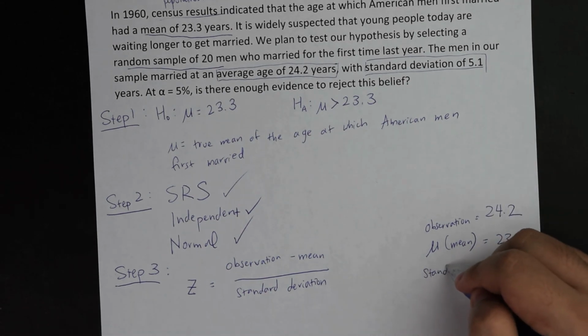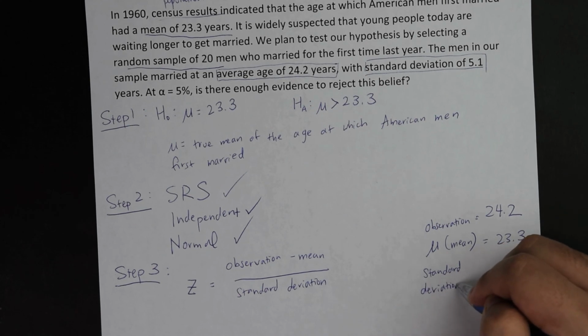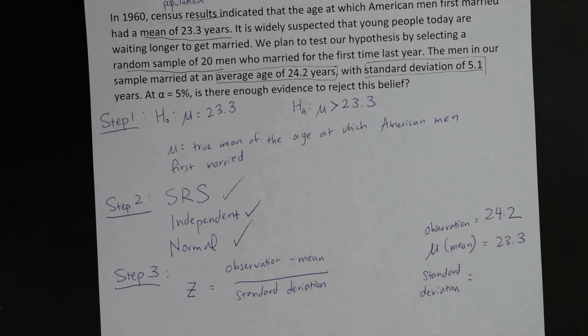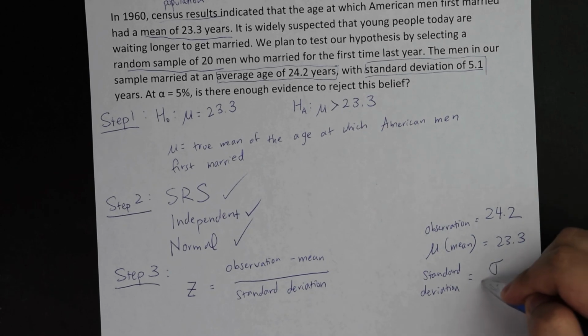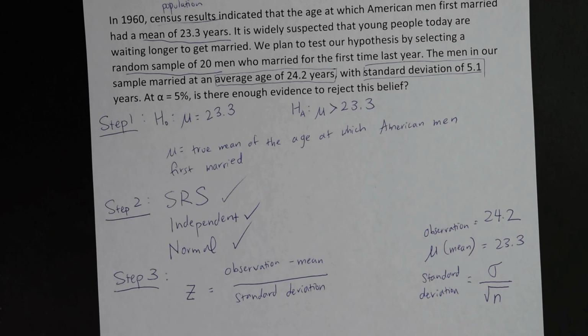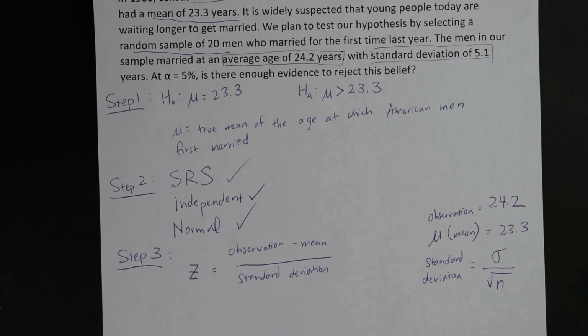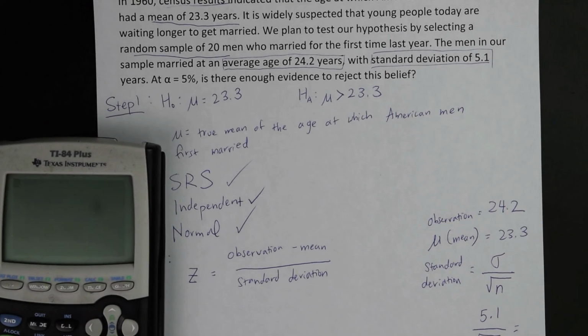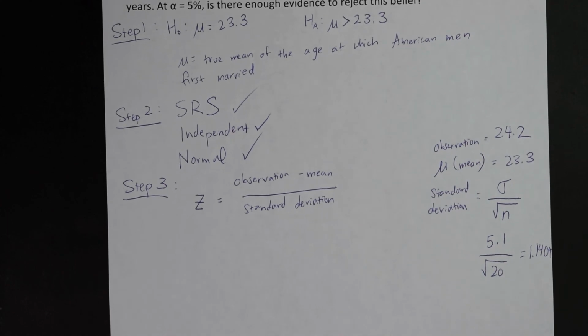And my standard deviation, and I do want to remind you about standard deviation specifically towards means or general population values, is going to be my population standard deviation over square root n. What that means is that for this question, it's provided right here that it's a 5.1. So specifically the standard deviation is 5.1 over square root of the sample size, which is 20. On the calculator, I'm going to type that down: 5.1 divided by square root 20. And I get 1.1404 because I'm rounding a little bit.